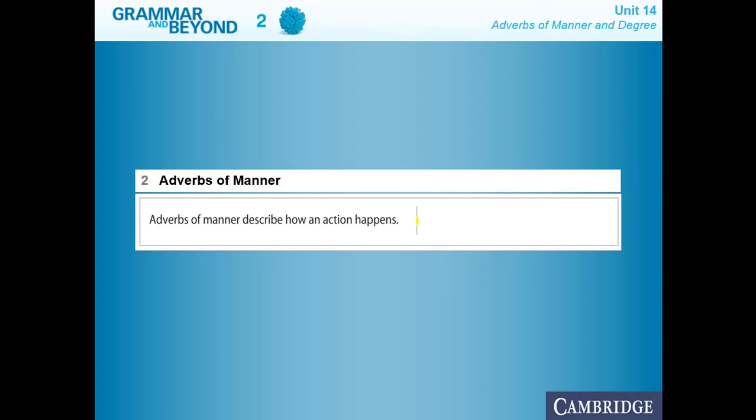Okay, so I have an example here. I read quietly in the library. So this is the way an action happens, right? That action is the verb read in past. Then we have: the teacher says the answers quickly. This is the way, again, how the teacher explains the answers. It's quickly. So these are examples of adverbs of manner. The way or how an action happens.